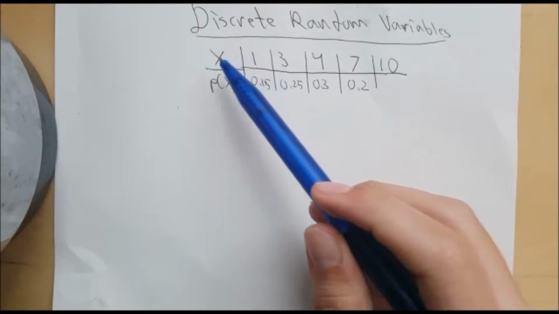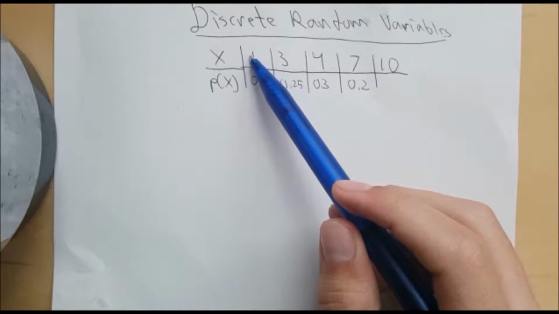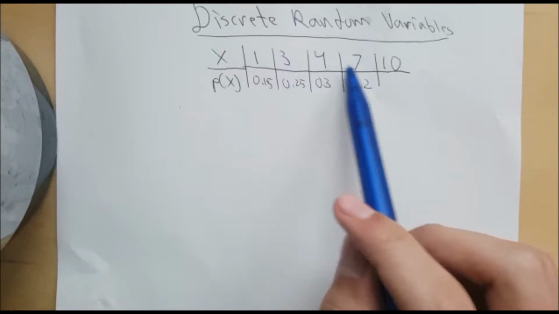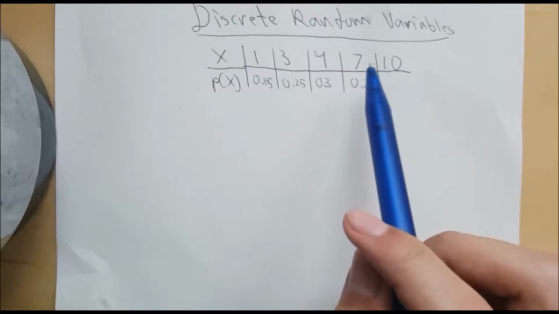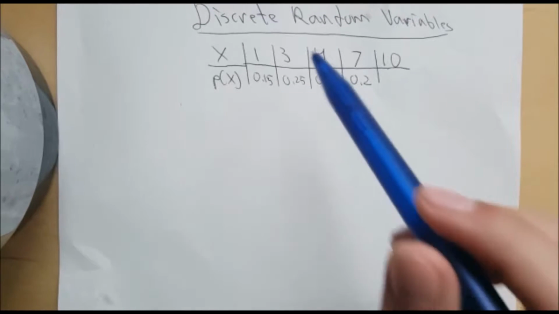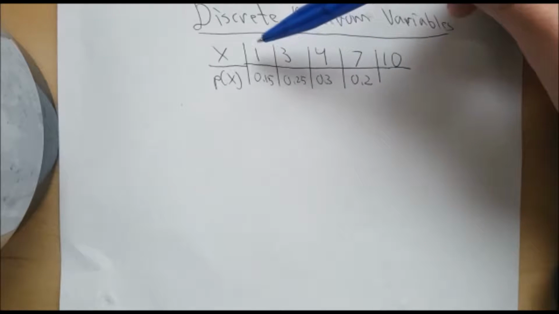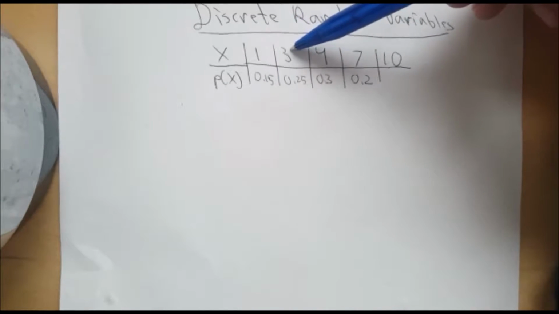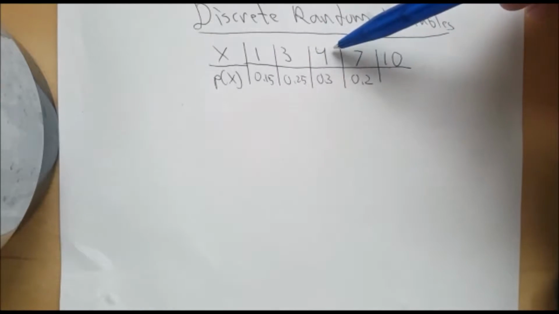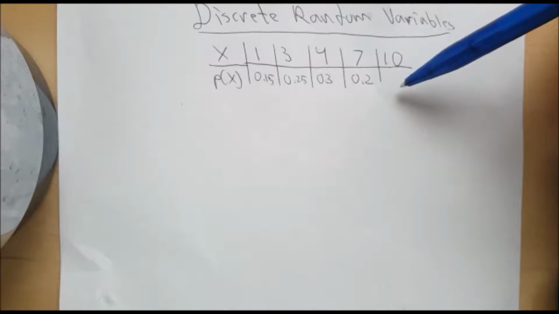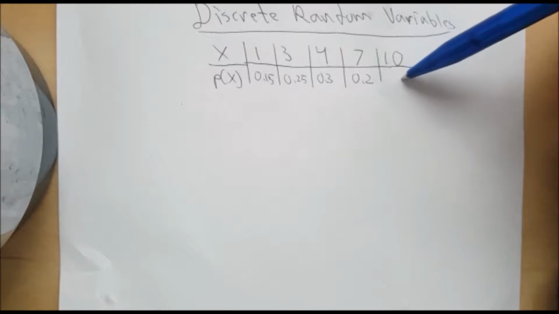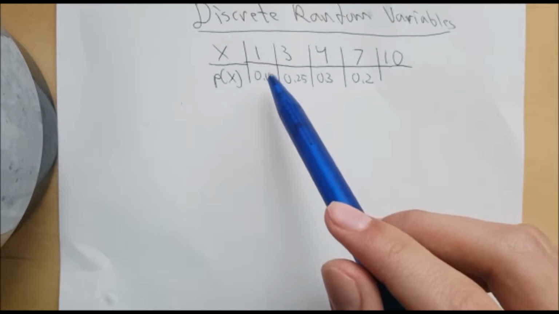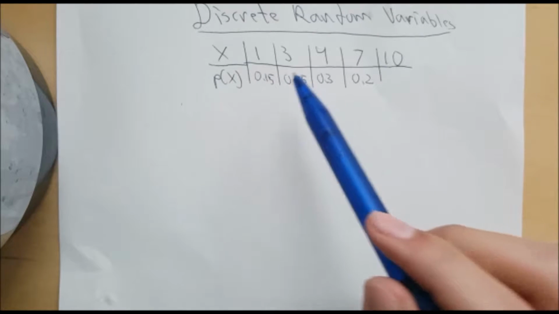So let's say we have a discrete random variable x, and in this example, let's say that all the x values are the amount of money that you can win in a casino, and they each have their own probabilities. So the probability of winning $1 is 0.15, the probability of winning $3 is 0.25, and so on. And here we don't know the probability of winning $10, but it's easy because you know that they all have to add up to 1.